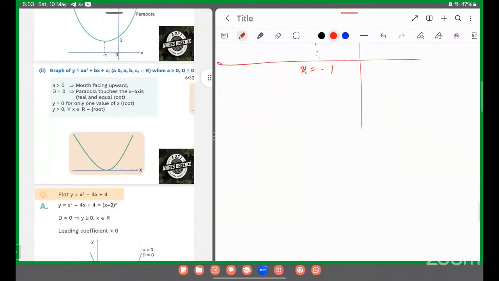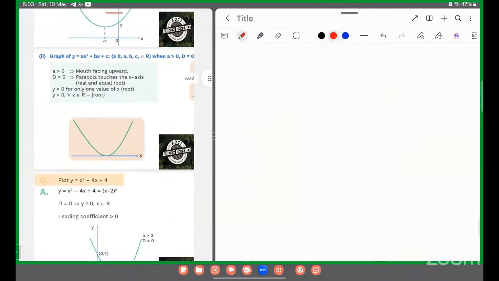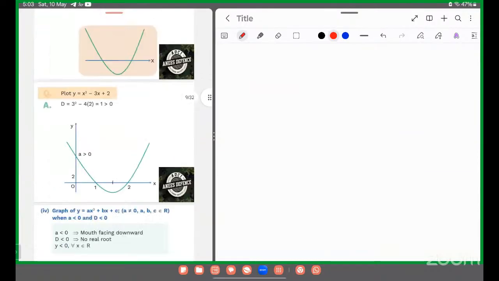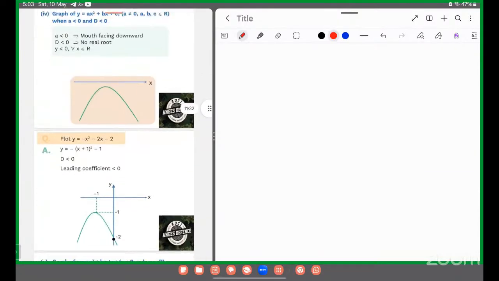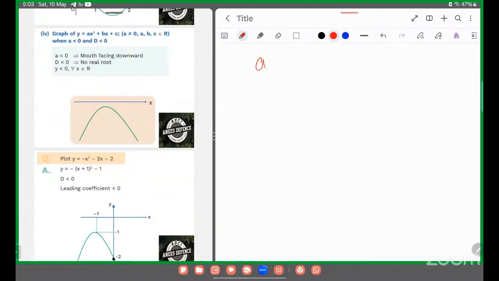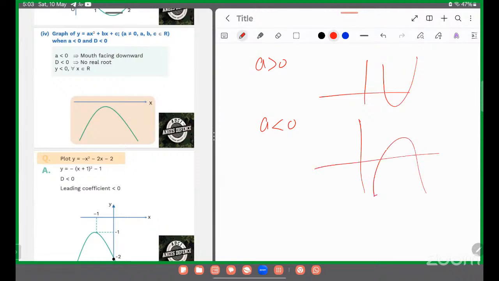So this is the case for a greater than 0. Similarly, if you consider a less than 0: a greater than 0 means the graph will be upward, and a less than 0 means the graph will be downward. So by seeing the coefficient of x square, you can predict in which direction the mouth of the curve is facing, whether it is upward or downward.